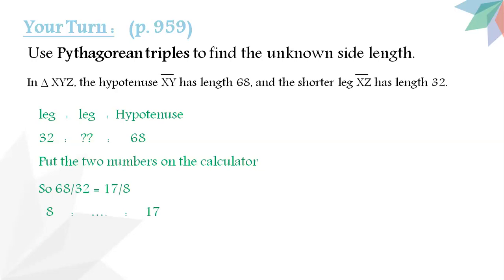This is a triple that we took before, which is 8 to 15 to 17. We studied it and we know it. So I need to find 8 times what gives me 32 and 17 times what gives me 68. 8 times 4 gives me 32 and 17 times 4 gives me 68. So the middle one is 15 times 4, which gives me the third side, the other leg, which is 60.